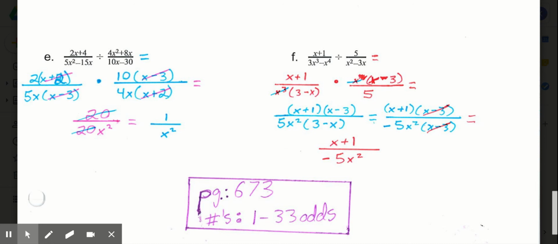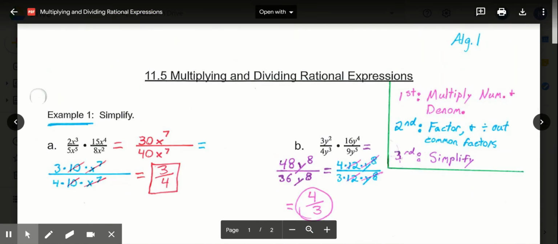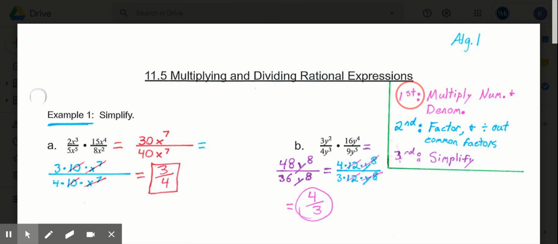On top, we have x plus 1 times x minus 3. Now, I can get my x minus 3 and 3 minus x to cancel by factoring out the negative 1. So then I'm left with x plus 1 over negative 5x squared. So what you want to keep in mind for the steps today: multiply denominator and numerator together, factor and divide out your common factors or cancel them, and then simplify.